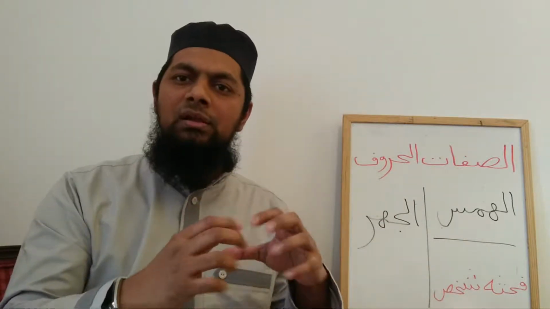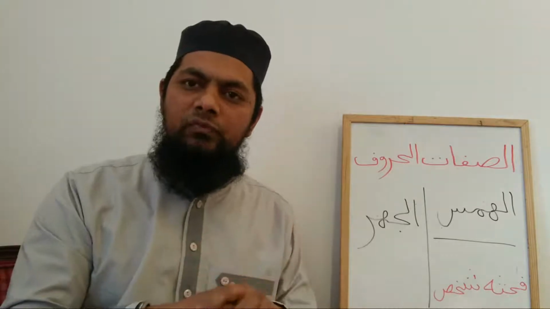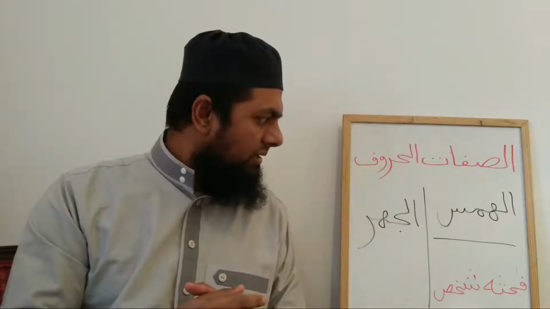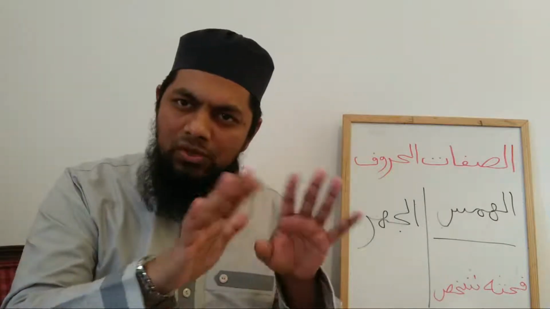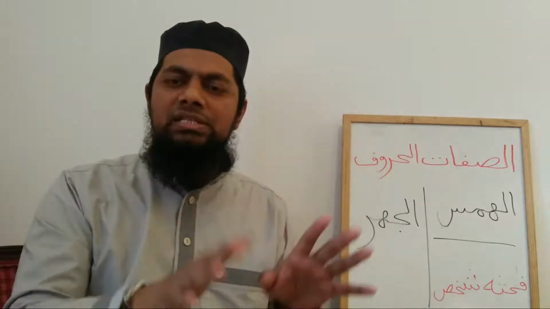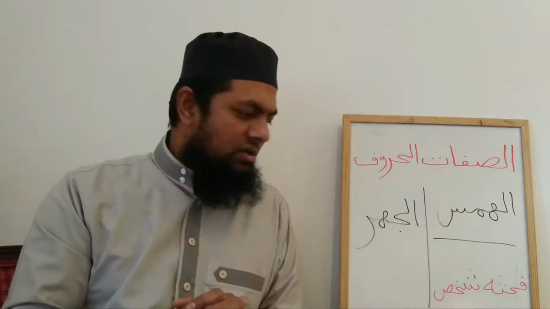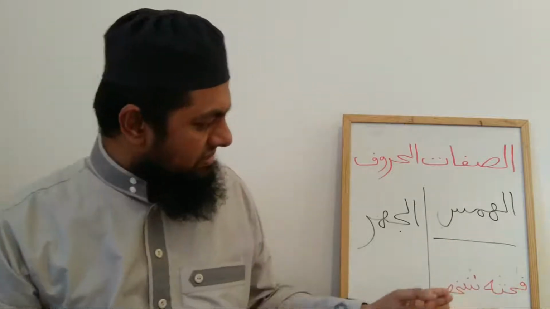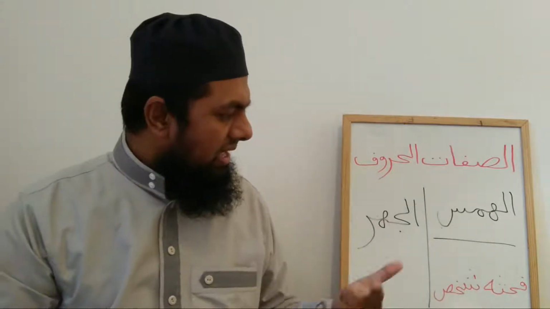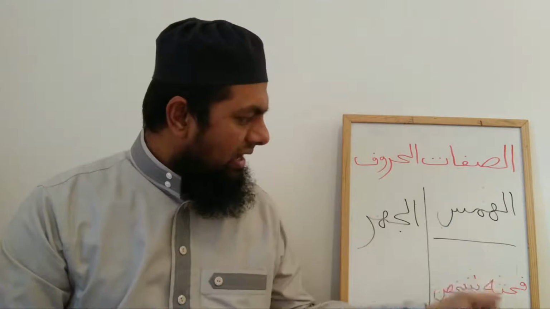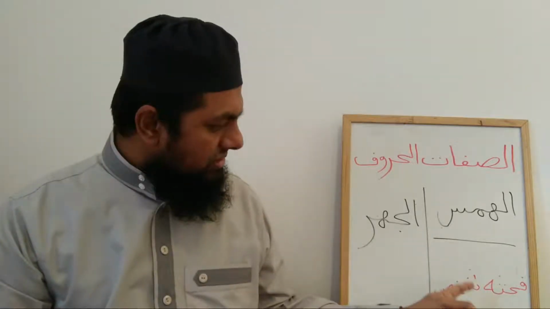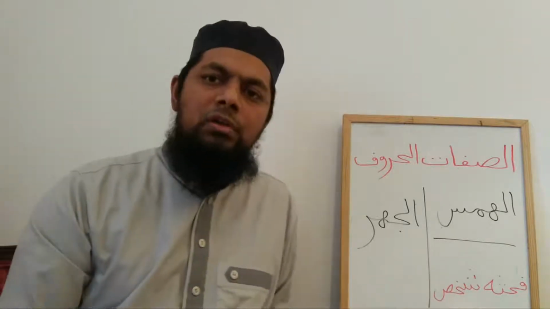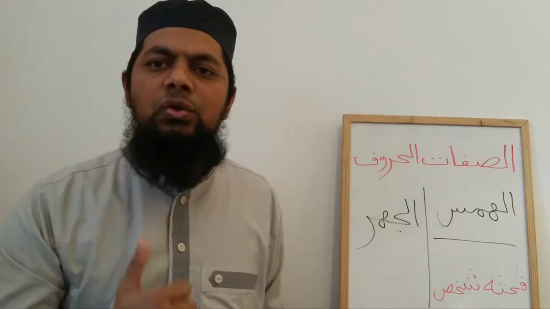Some letters are very apparent, or not very concealing. But the hams is soft in nature, or weak in nature. This is why the air flows inside, and it has 10 letters: fa, ha, tha, ha, shin, kha, sad, sin, kaf, ta, or فحثه شخص سكت.